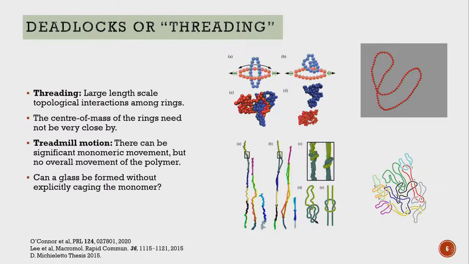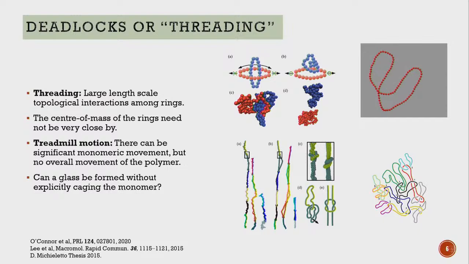For example, there is threading. Threading is special to ring polymers; you cannot see this kind of mechanism in linear polymers. What happens is you have two ring systems and they are interlocked through large length scale topological interactions. For example, you can see here, if you put this ring in between these rings, and these rings want to move, they cannot move because this ring is somehow in the way.